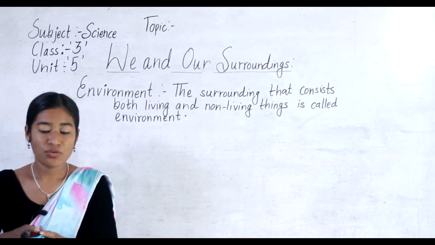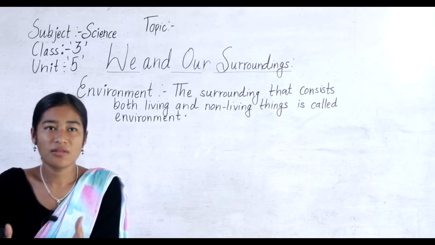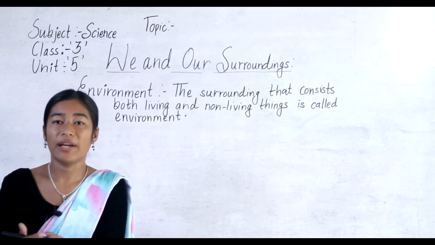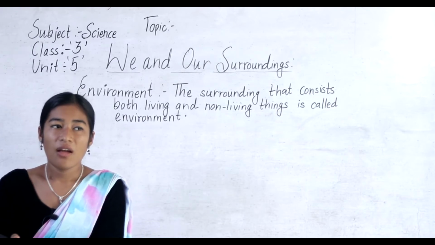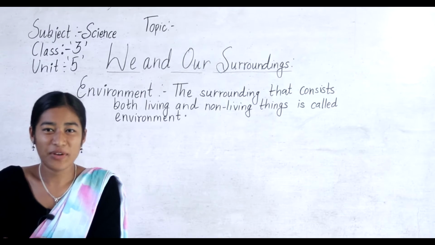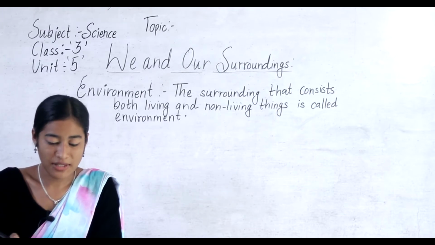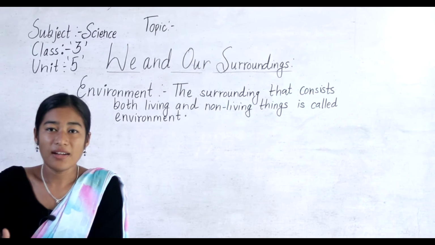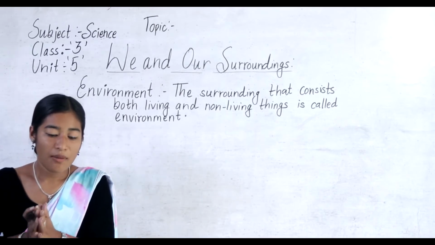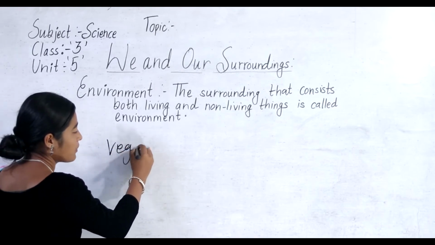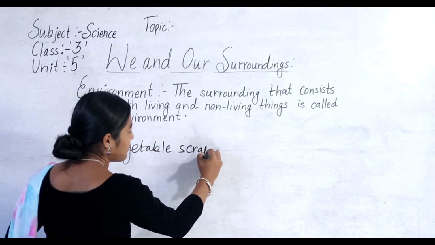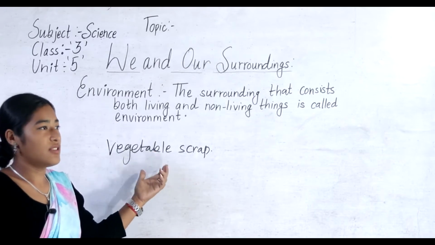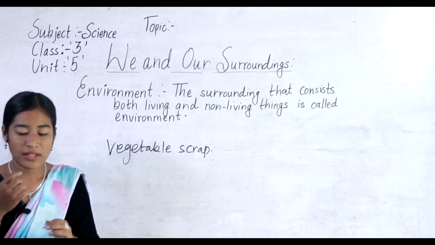Now we will go through our lesson. Environment is the place where all the living and non-living things live. We should make our environment clean as well as we make our house clean, isn't it? Different kinds of wastage are produced every day in our household activities, inside and outside the house. The wastage may be vegetable scraps, which means the leftover part of plants or vegetables.